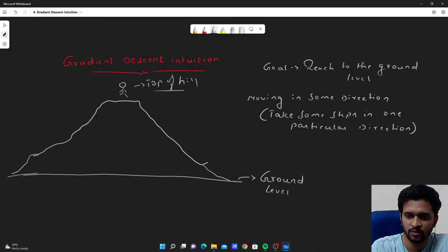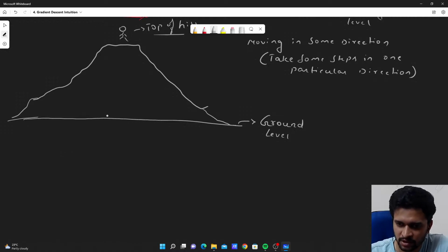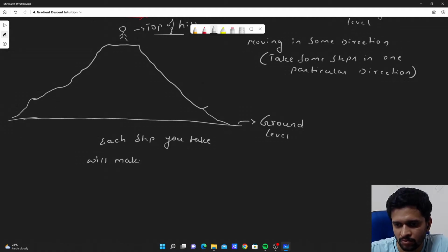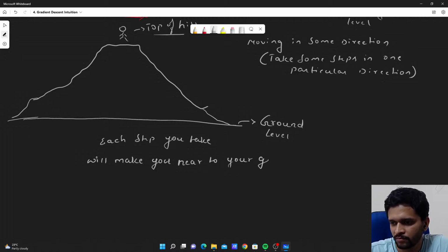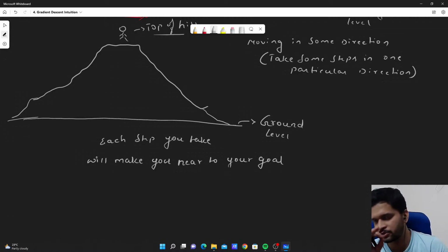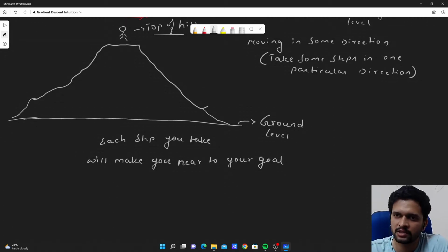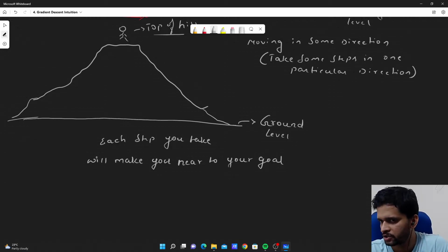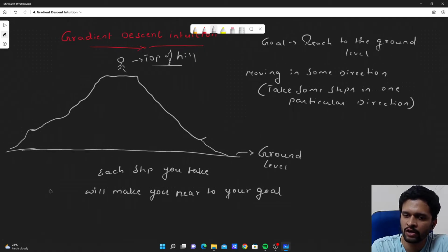Whatever steps you take, each step that you take will make you near to your goal. So you have to take some steps in some direction in such a way that each step that you take will make you near to your goal. Our goal here is to reach the ground level. So how can you do that?